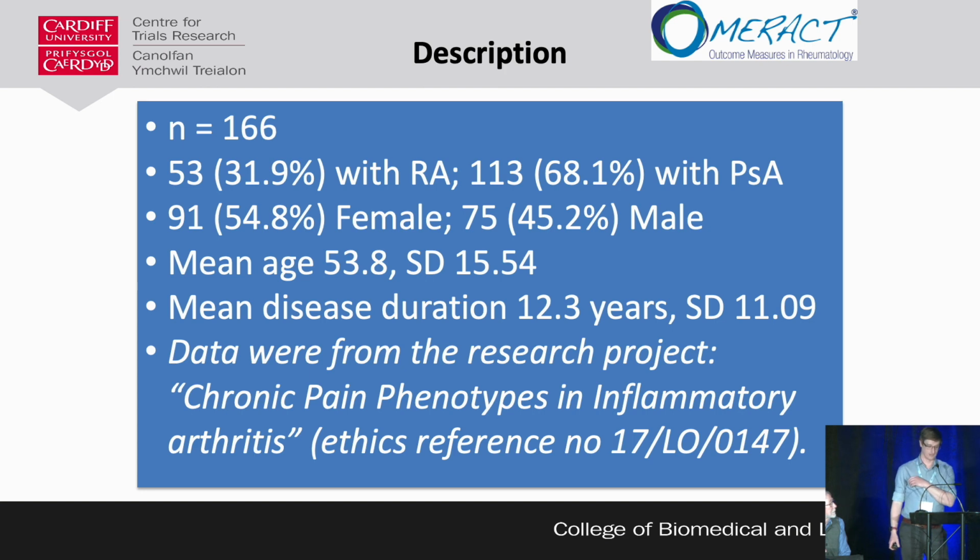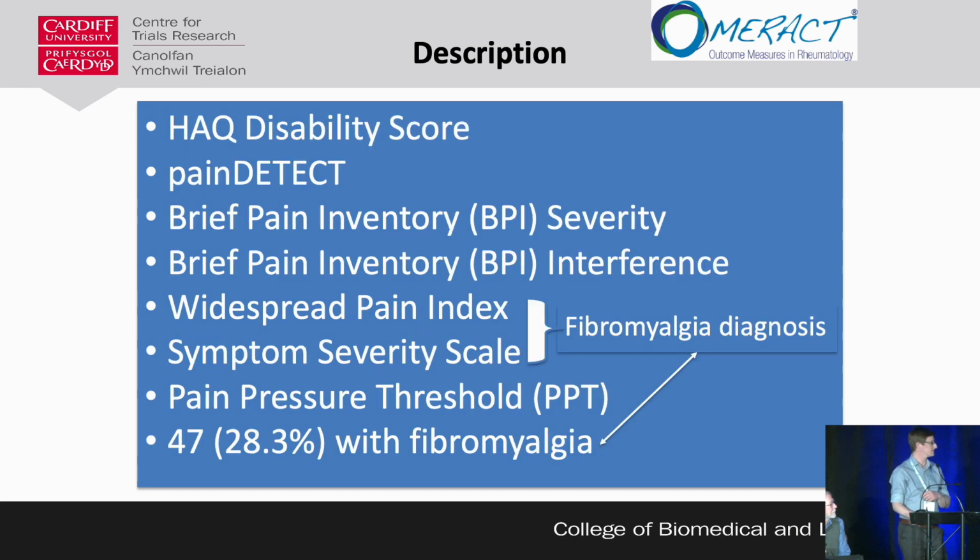And these came from a project that Ernest had been completing with some students at Cardiff University on chronic pain phenotyping. So as well as having all these patients, we collected a lot of data, lots of things that have just been mentioned, the Pain Detect, which as well as measuring can also split patients up into neuropathic and nociceptive pain, the brief pain inventory looking at severity and interference, the measures for fibromyalgia diagnoses, and which we see, as you said, about 28% with fibromyalgia, and also an objective measure of pain, the pain pressure threshold.